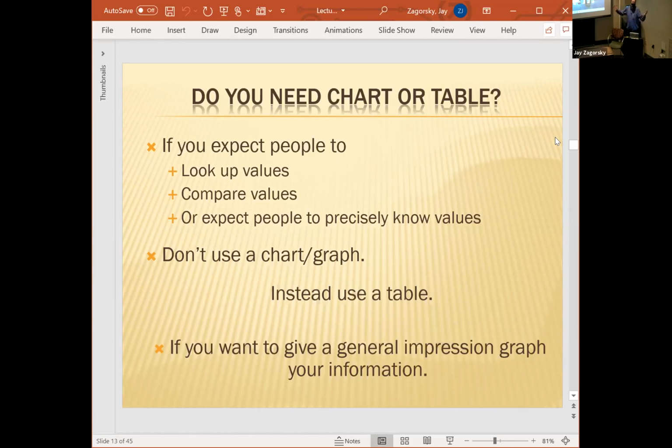Other things, show me a graph. I'm just looking for a general idea. Okay? If you want to give a general impression, graph it. If you want to provide very specific numbers, put it in a table.